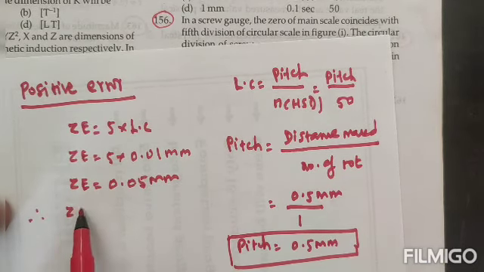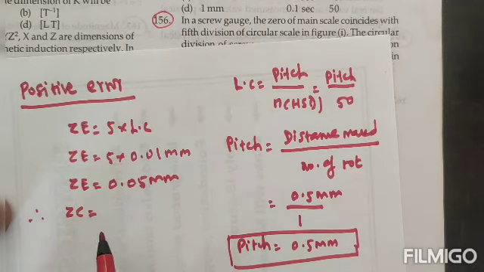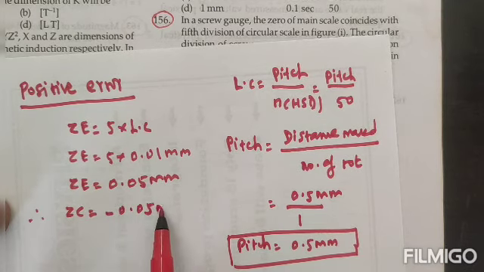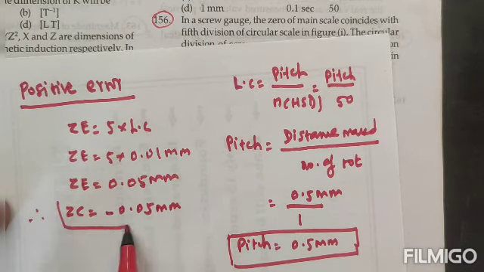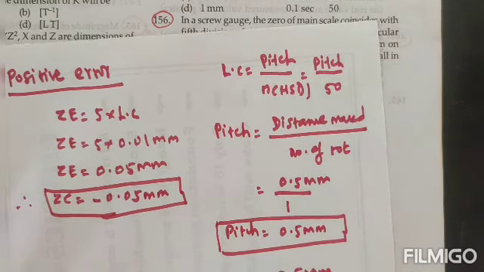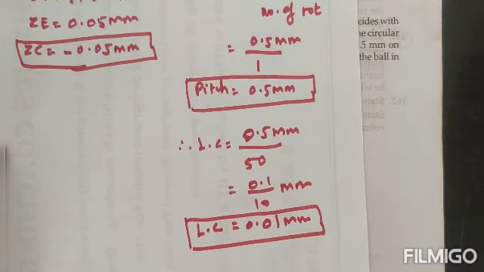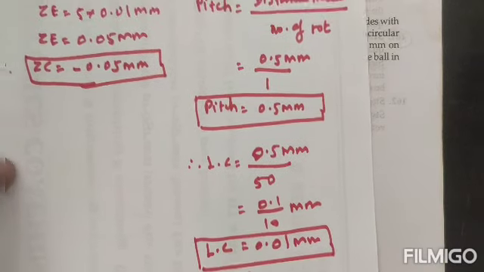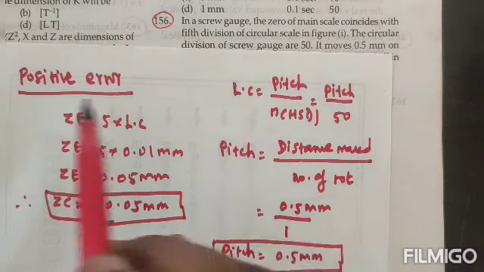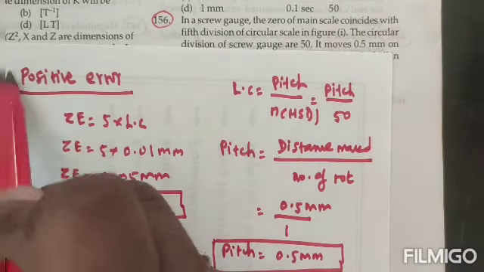Therefore zero correction is equal to, you know very well, zero error and zero correction have the same magnitude but opposite sign. So minus 0.05 millimeter. So this is zero correction. So by using the first diagram we can find the least count value and then zero error value. Okay, so this is from diagram 1.